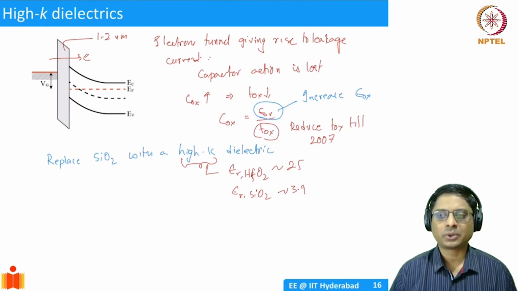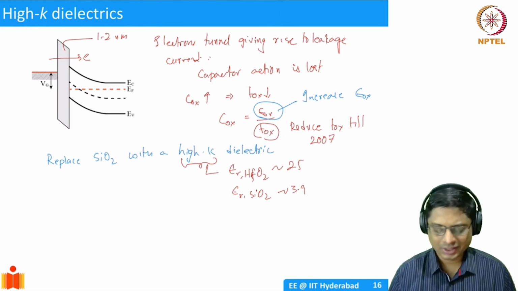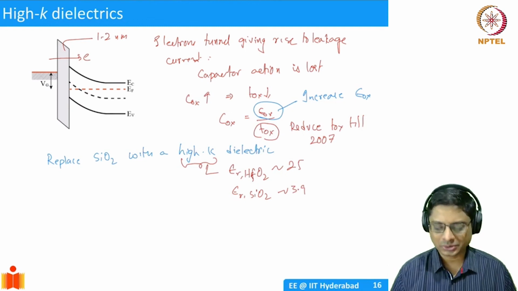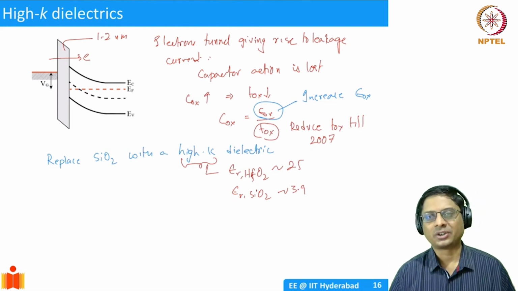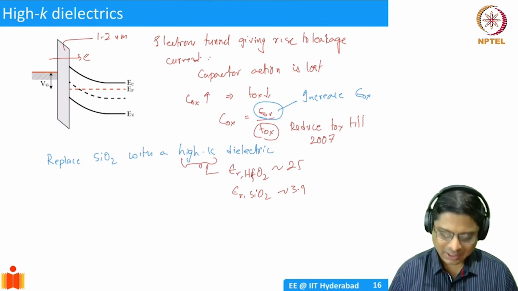Okay, that was the approach that was finally demonstrated. It's been known since the early 90s, I think, but finally Intel managed to demonstrate it in 2007. The Intel Penryn processors, the 45 nanometer technology, were actually based on this. So we replace the oxide by a high K dielectric.